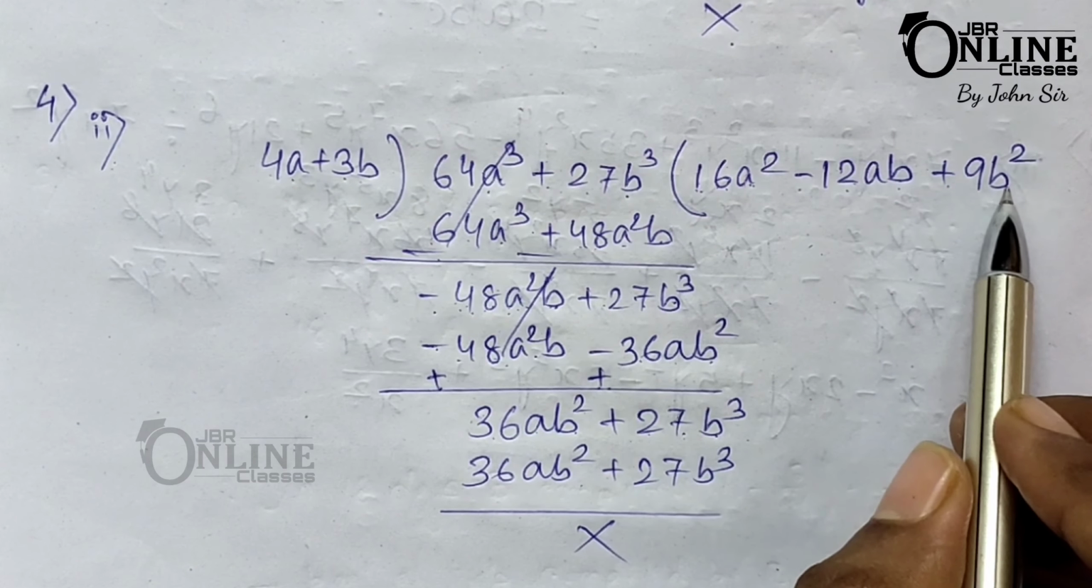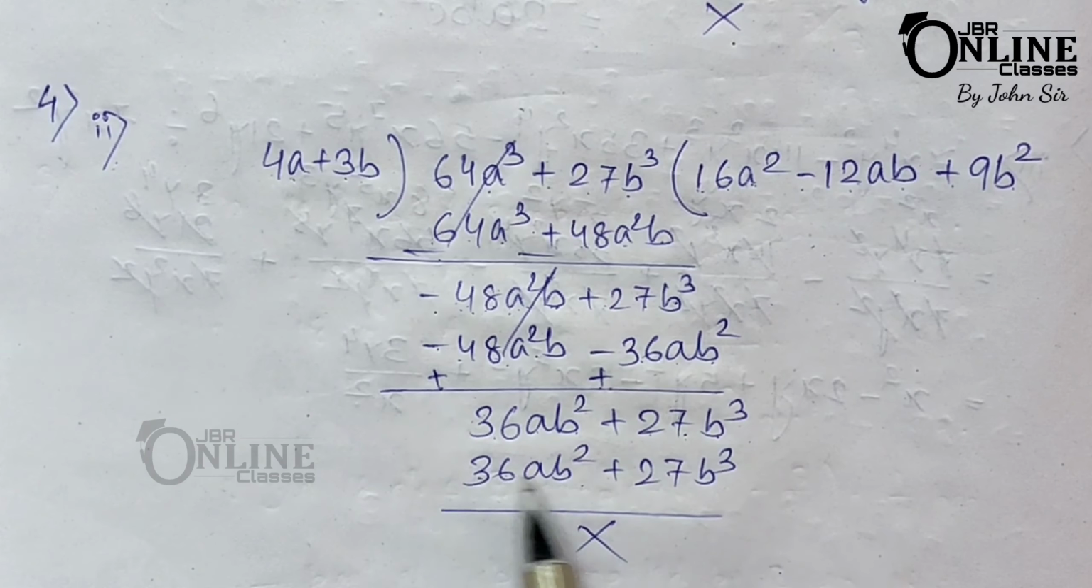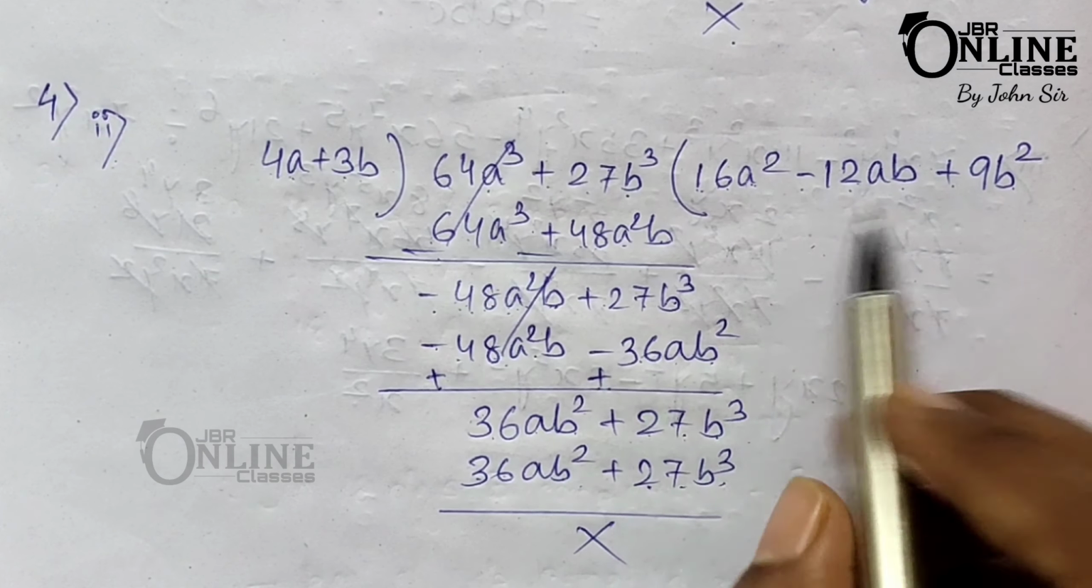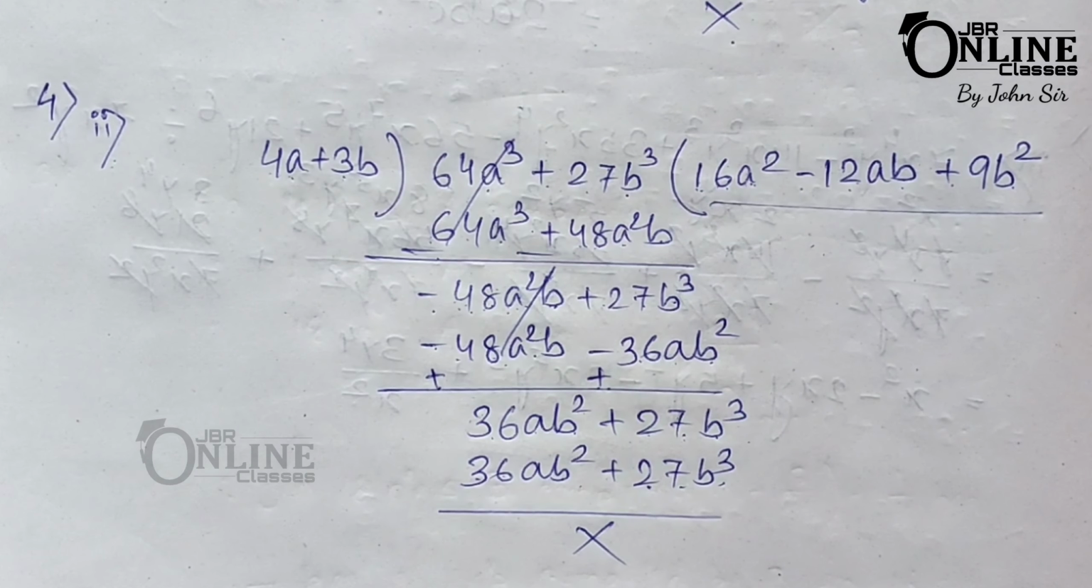The last one, plus 9b² into 4a, that becomes 36ab². 9b² into 3b, that becomes 27b³. Okay, so here the answer is this one.